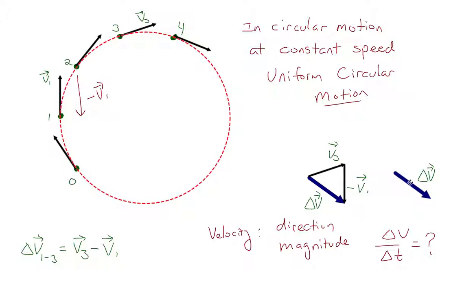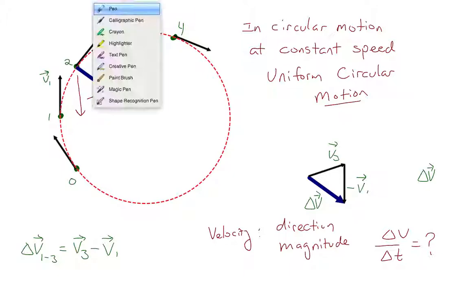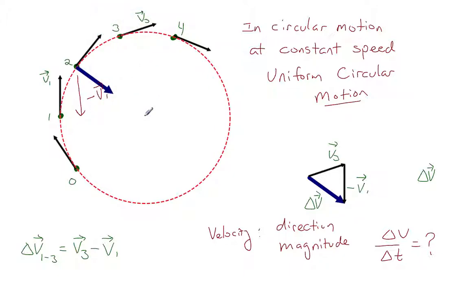If this is delta v from time 1 to time 3, then I'm going to place it at the time in between time 1 and time 3, which is time 2. If I place it at time 2, you're getting a sense for the instantaneous change in velocity at this instant, at 2 seconds. It's the average from 1 to 3, but it's the instantaneous value at time 2. And if you see where it points, it points to a rather special spot. It points right towards the center of the circle.